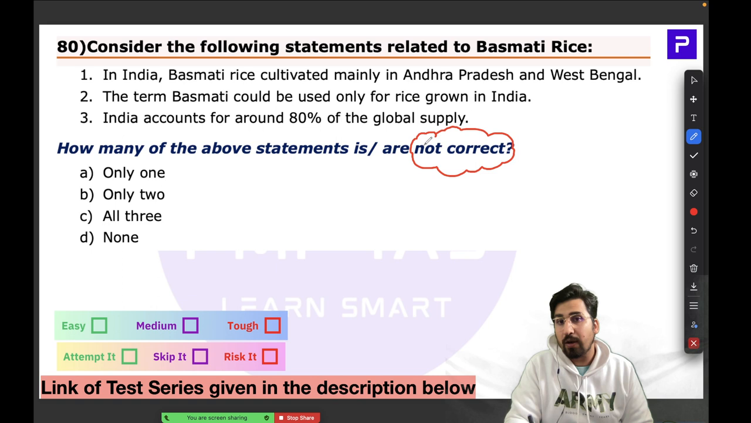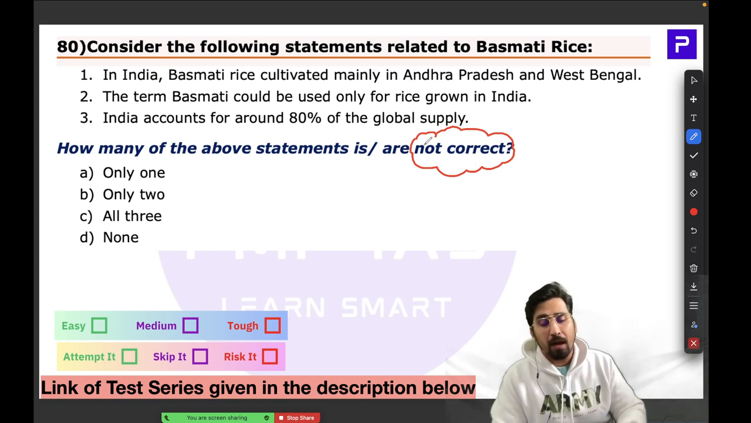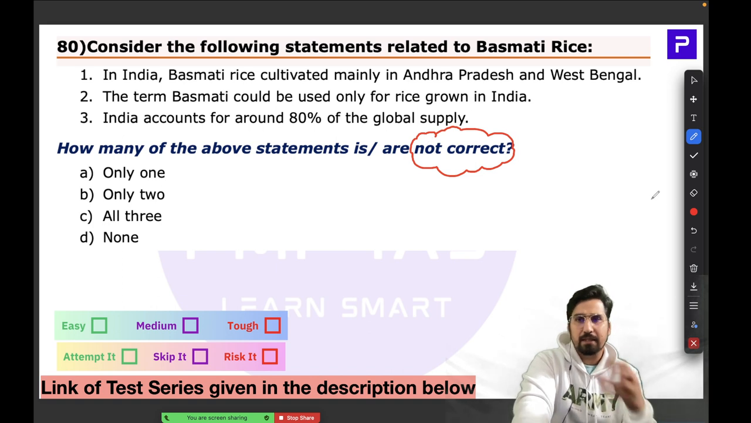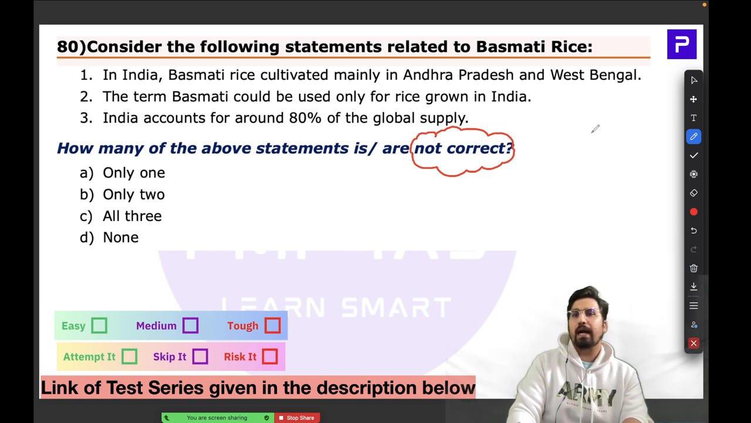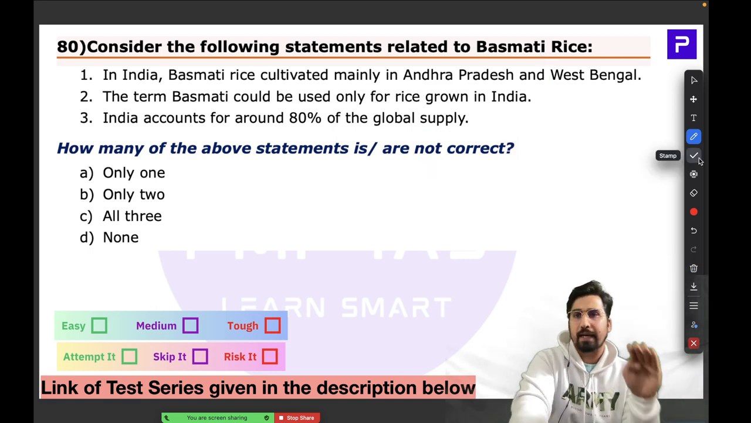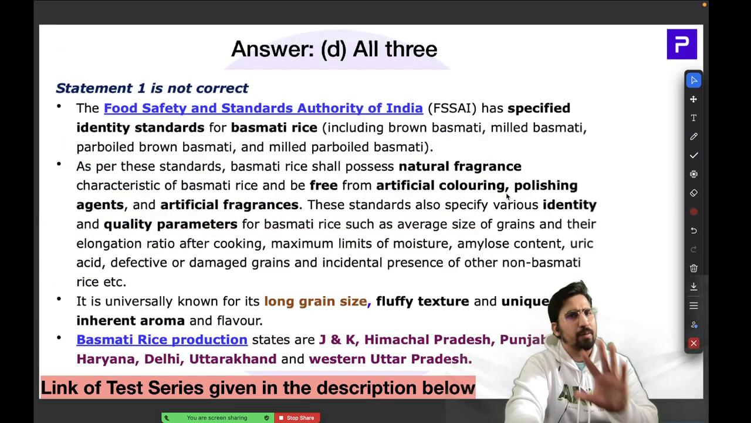Now this is something you have to be careful about, correct or not correct. Question about the basmati. Basmati is a brand name that we have in India, and the basmati rice in India has a GI tag also. Do not get confused that basmati is some specific variety. Basmati is a brand name that we give to the rice having some specific qualities that we have in India.